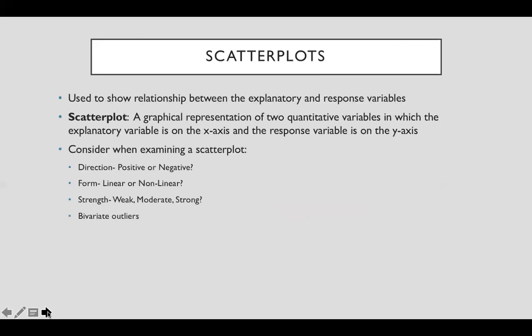All right. So we're going to start talking about scatter plots now. Scatter plots are used to show the relationship between the explanatory and the response variables. So in a scatter plot, the explanatory variable would be on the x-axis and the response variable will be on the y-axis. So just some things to consider when you're examining a scatter plot. Your direction, is it going in the positive or negative direction? Is it linear or nonlinear? What is the strength between the two variables? And are there any outliers present?